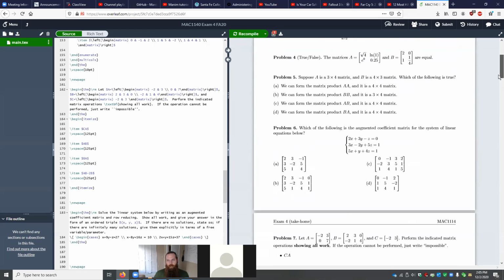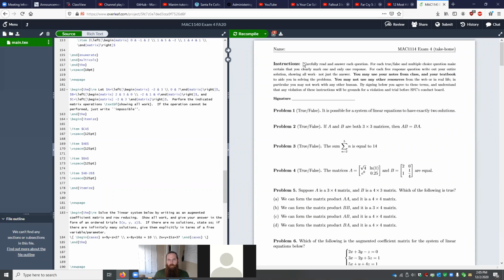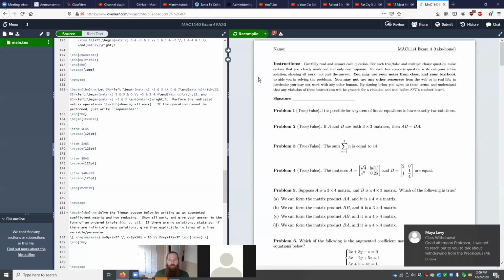So let me walk you through it. The first and most important thing at this stage is that you read this. Read it, please read it. I'll read it here once. Read it again on your own. Carefully read and answer each question. For each true/false or multiple choice question, make certain that you clearly mark one and only one response. For each free response question, write out your entire solution showing all work, not just the answer.